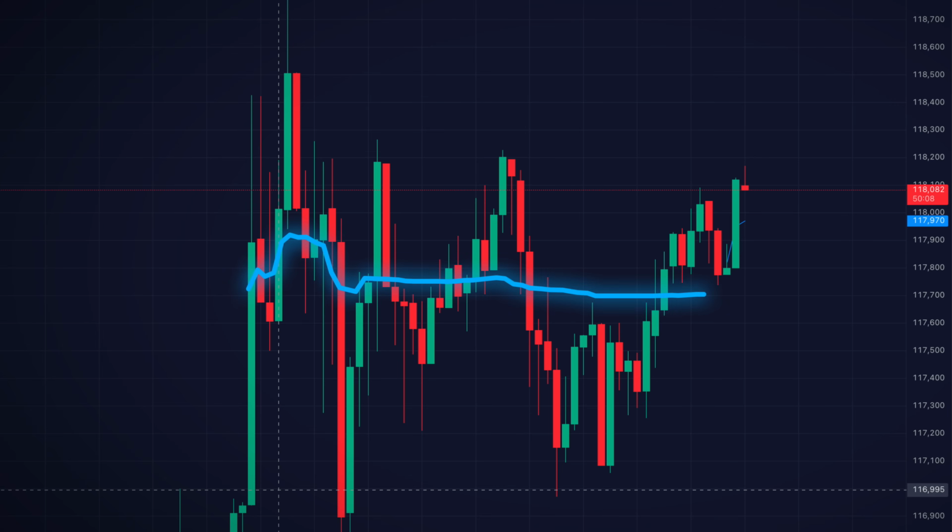VWAP is where volume meets price and where institutions quietly play their hand. Use it to sharpen your edge.